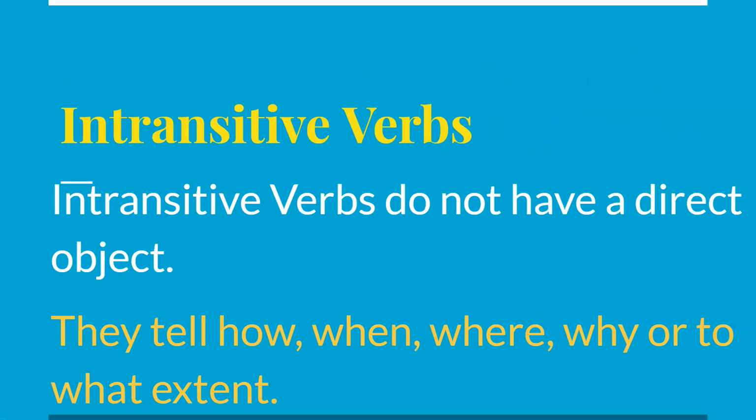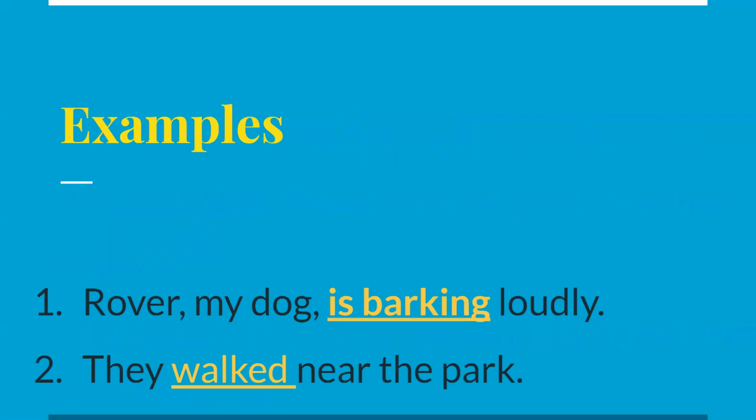Now, we move on to intransitive verbs. There are verbs that have no direct object. They answer a particular question. They tell us how, when, where, why, or to what extent. So let's look at some examples to help you understand.